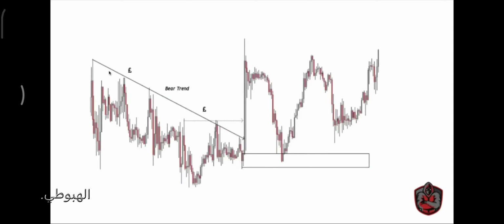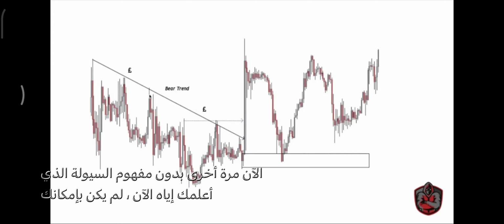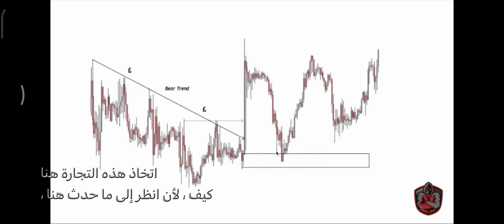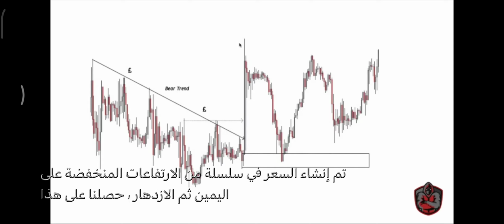This is another example. Price was printing a series of lower highs and lower lows. Now again, without the liquidity concept I'm teaching you now, you lot could have taken this trade right over here. How? Because look what happened over here. Price was creating a series of lower highs, right? And then boom, we had that break of structure.